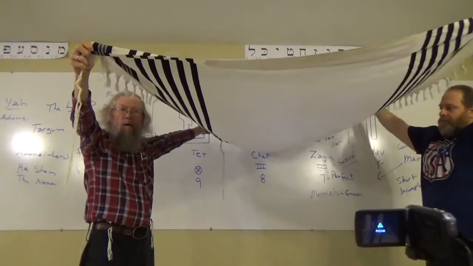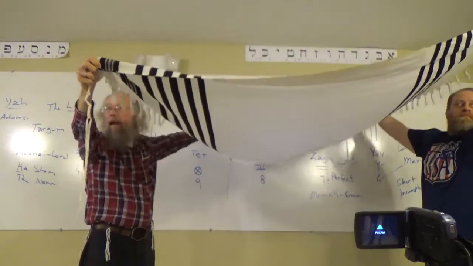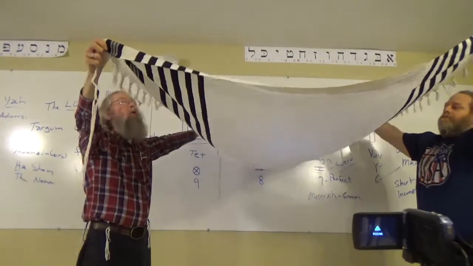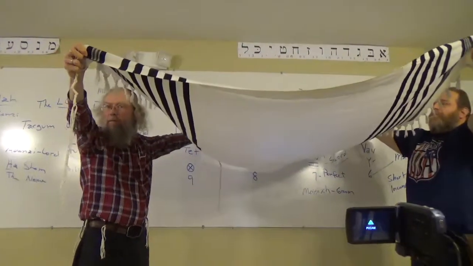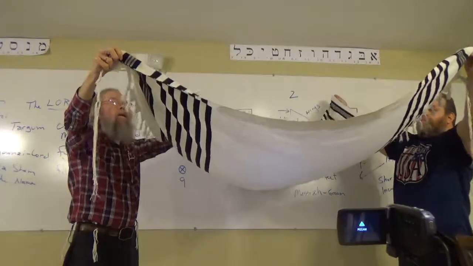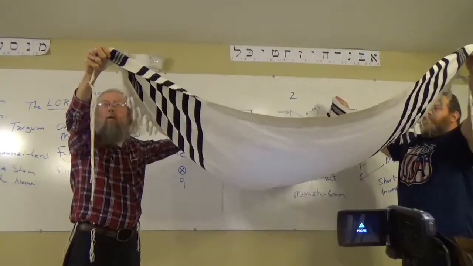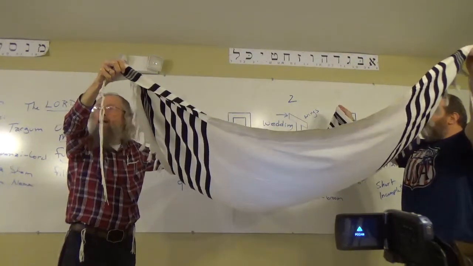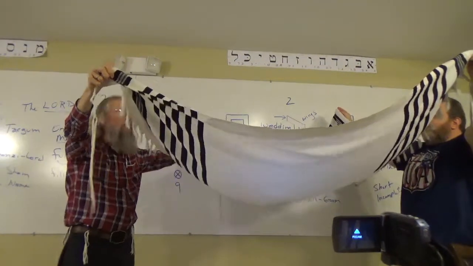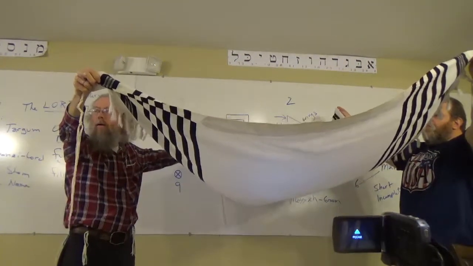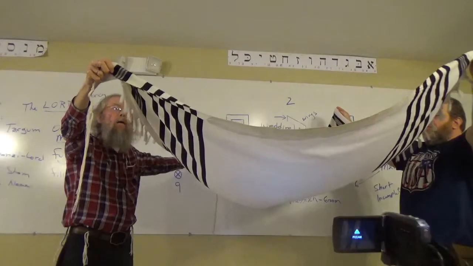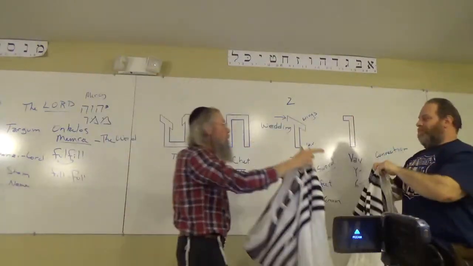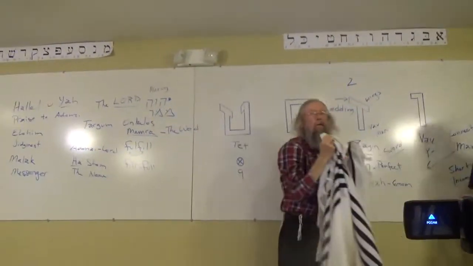What is the huppah? The huppah is the canopy. Who owns the talit? In a wedding, who owns the huppah? The groom owns the huppah. He invites the bride to come into his huppah, to come under his huppah. To do what? To come under his wings.